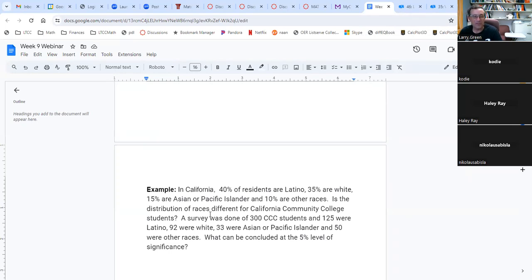Okay, a survey was done. And when I say a survey was done, I'm actually making this up, but you can imagine a survey could be done of 300 California community college students. 125 were Latino, 92 were white, 33 were Asian or Pacific Islanders, and 50 were other races. What could be concluded at the 5% level of significance?